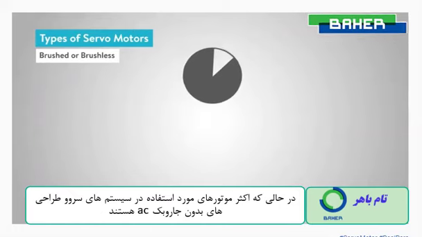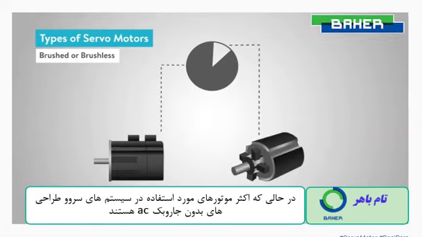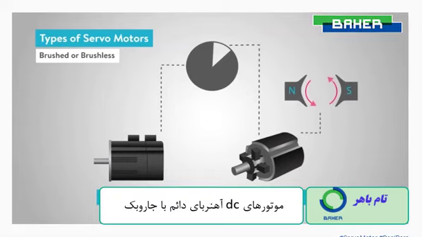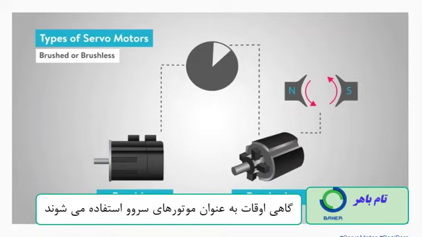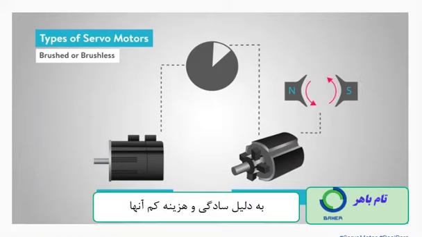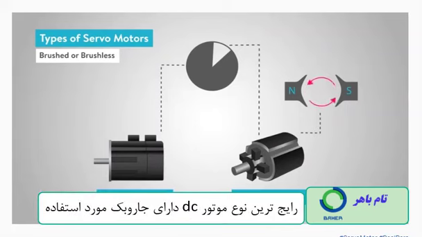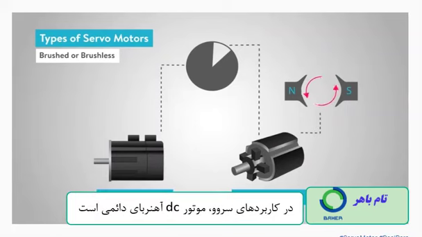While the majority of motors used in servo systems are AC brushless designs, brushed permanent magnet DC motors are sometimes employed as servo motors for their simplicity and low cost. The most common type of brushed DC motor used in servo applications is the permanent magnet DC motor.